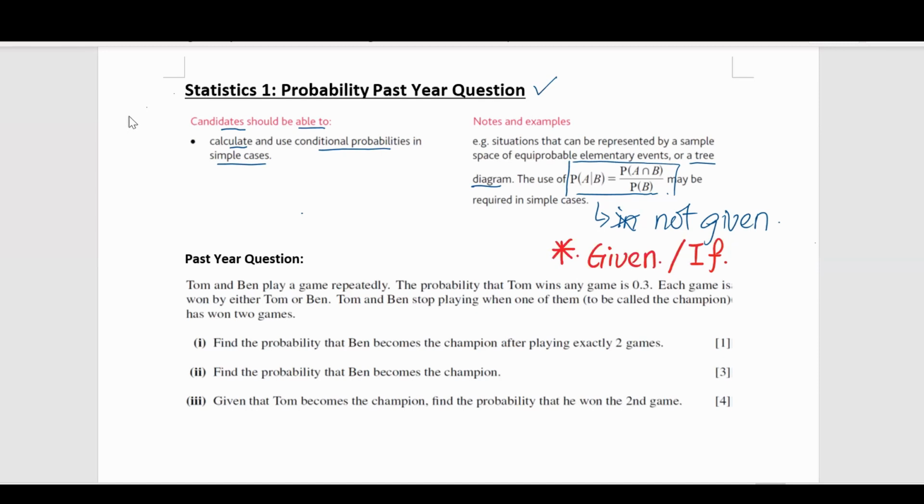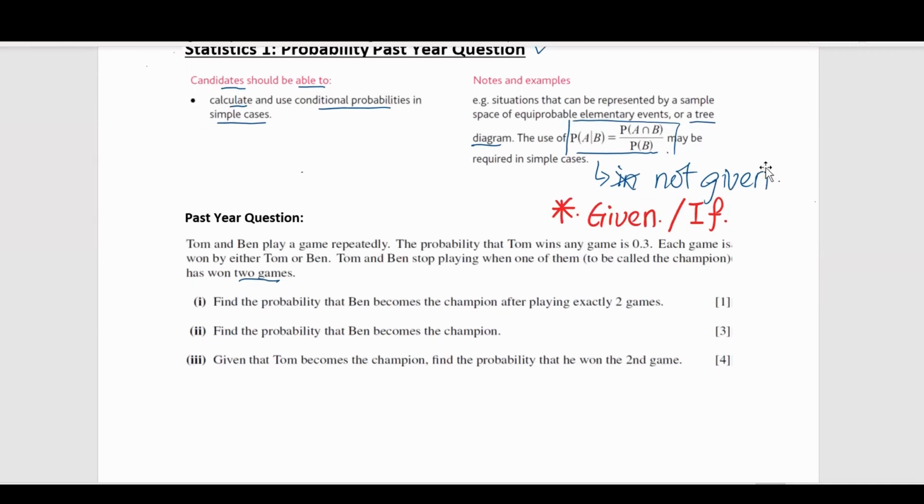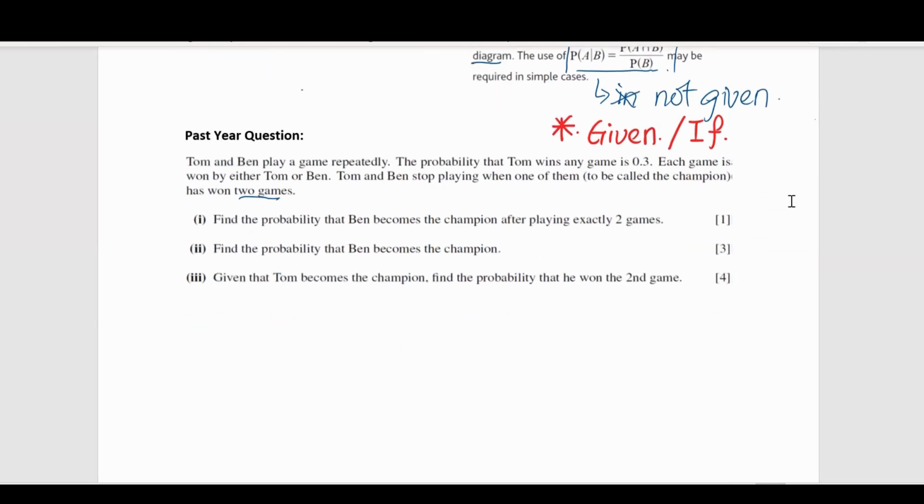Okay, we have a question here. Tom and Ben play a game repeatedly. The probability that Tom wins any game is 0.3. Each game is won by either Tom or Ben. Tom and Ben stop playing when one of them, to be called the champion, has won 2 games. Now, part 1: find the probability that Ben becomes the champion after playing exactly 2 games.